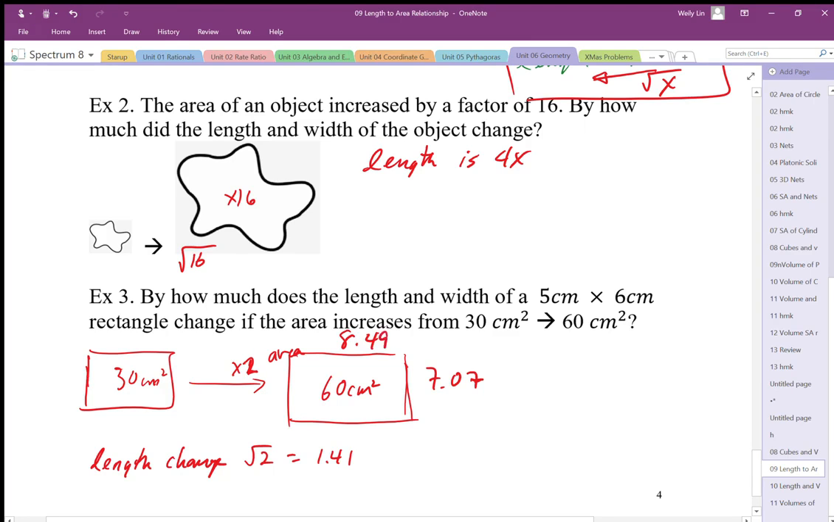Okay, so approximately, if you multiply those together, 8.49 times 7.07 is approximately, and if you multiply those two numbers together, I'm getting 59.99. So that's approximately 60. Okay, and that's only off because of the rounding involved here. Okay, so the length changes by a factor of 1.41, or the square root of the area change.